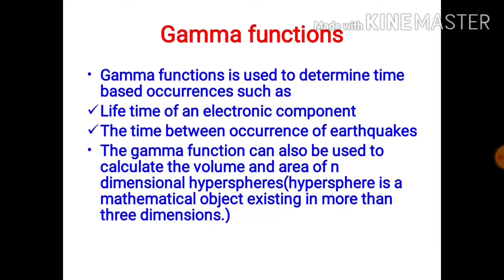Today we start the gamma function. First we see the application. Gamma function is used to determine time-based occurrence, such as the lifetime of an electronic component or the time between the occurrence of earthquakes. The gamma function can also be used to calculate the volume and area of an n-dimensional hypersphere. A hypersphere is a mathematical object existing in more than 3 dimensions.